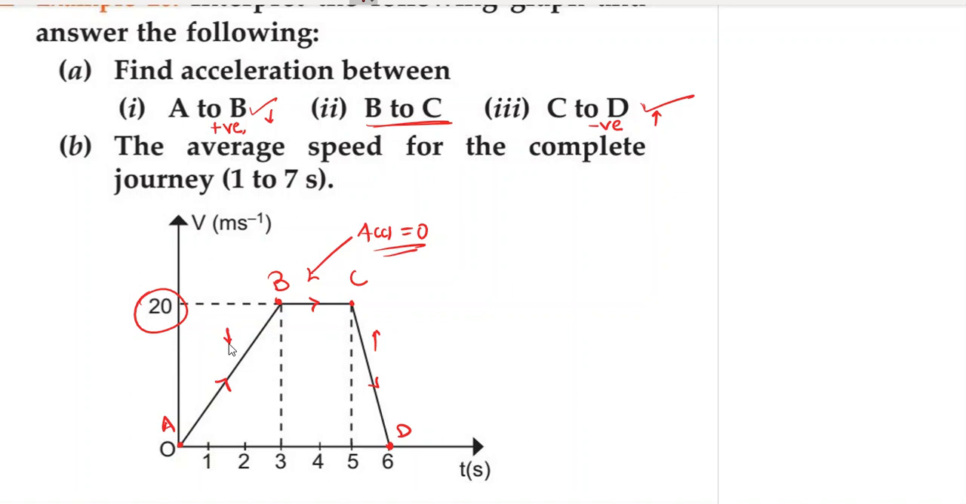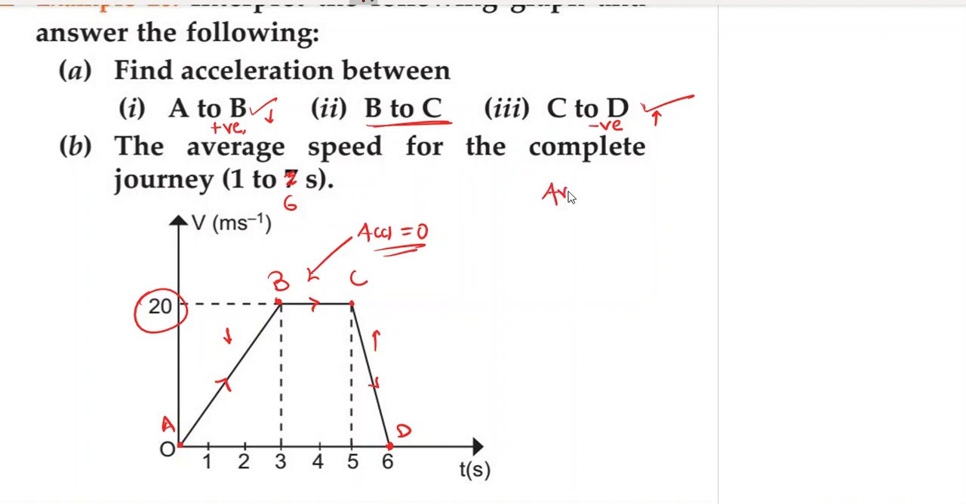Okay. The second is the average speed for the complete journey, 1 to 7. If you want to find the average speed from 1 to 7 seconds, there is just 1 to 6 seconds. So this is also a mistake. What will you do to find the average speed? Average speed will be given by the area, that is distance. So how will you find average speed?